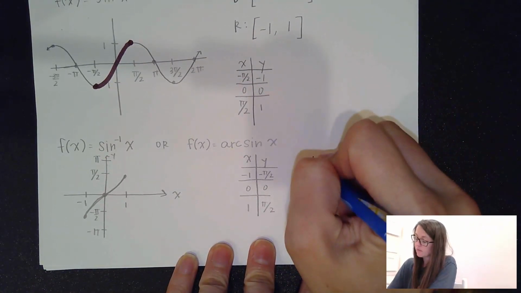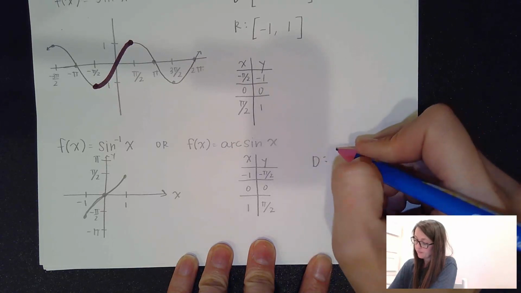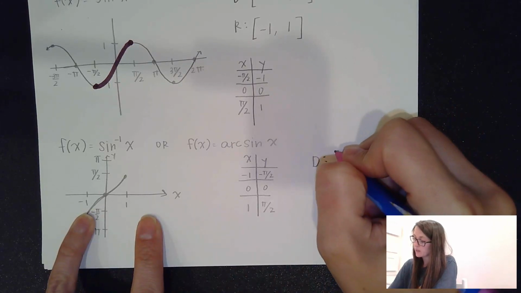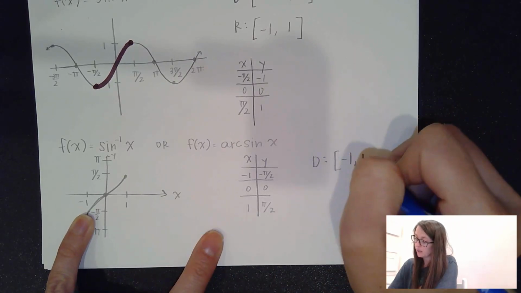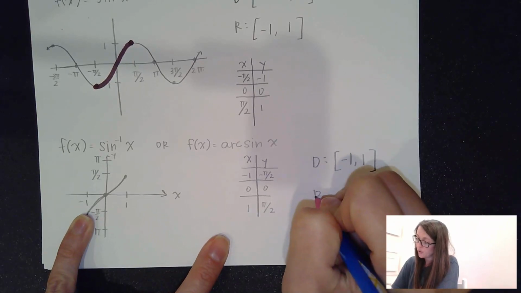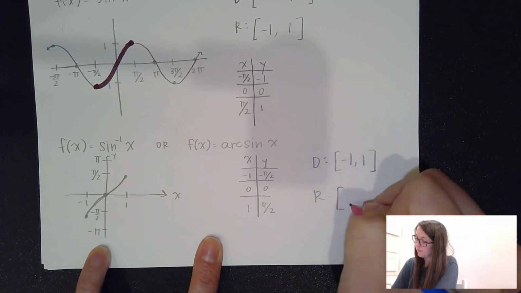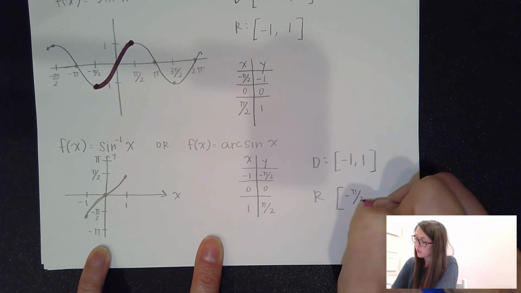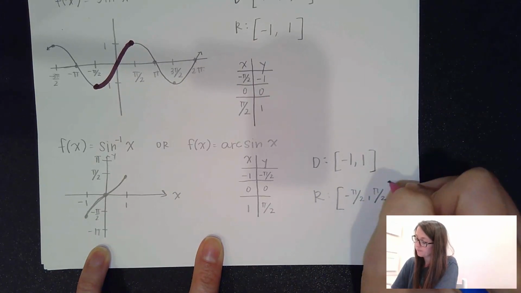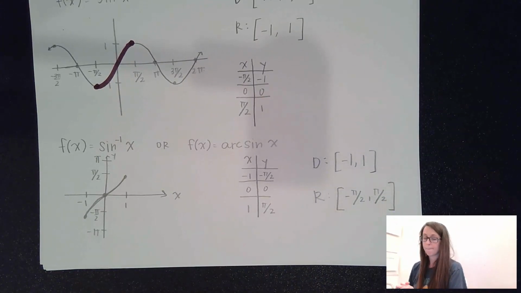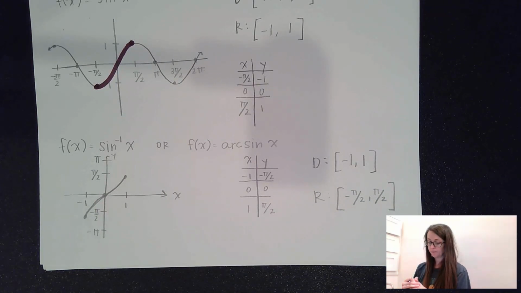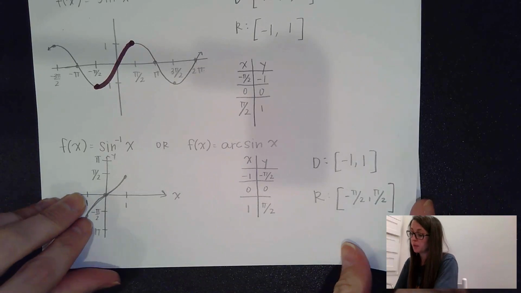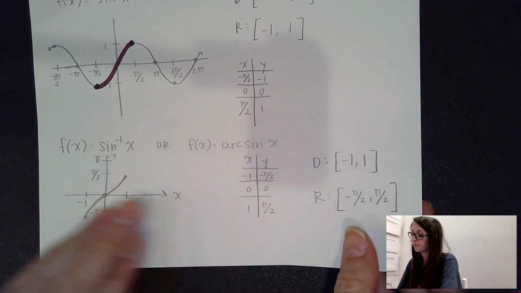So the domain for your inverse sine curve is going to be between negative 1 and 1. Your range is going to be between negative pi over 2 and pi over 2. Good deal? So that's what we're going to have to do for cosine and tangent as well.